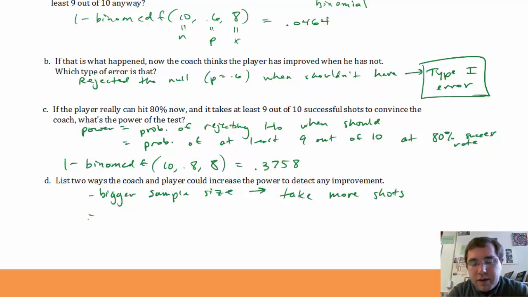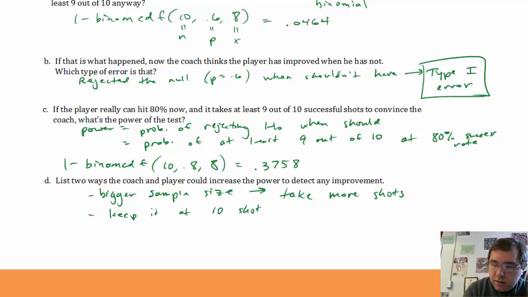Another way we can increase power is to keep it at 10 shots, but don't only be satisfied by 9 out of 10. Maybe you'll be satisfied by 8 out of 10. So keep it at 10 shots, but decide that at least 8 is good enough.